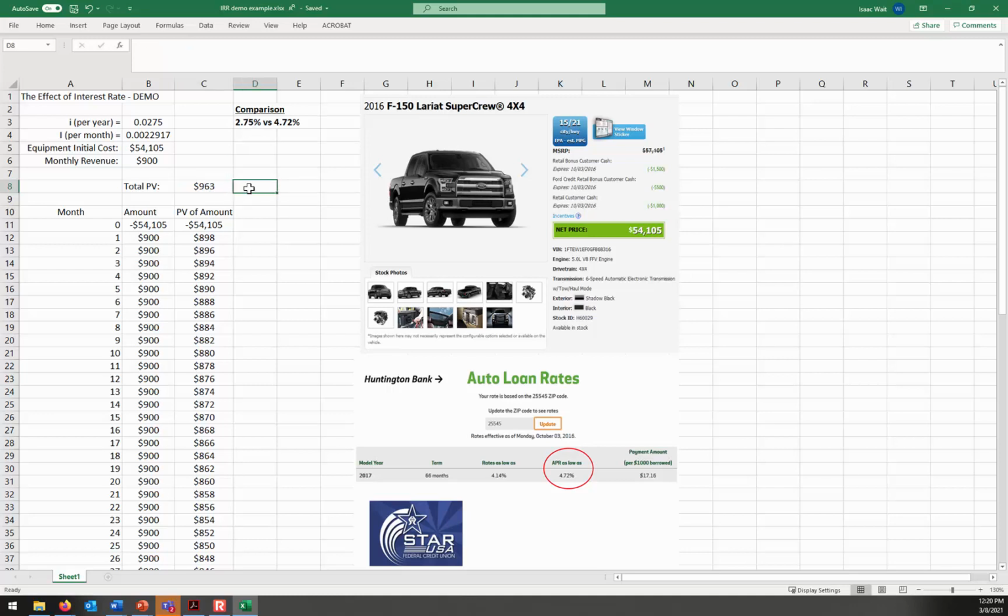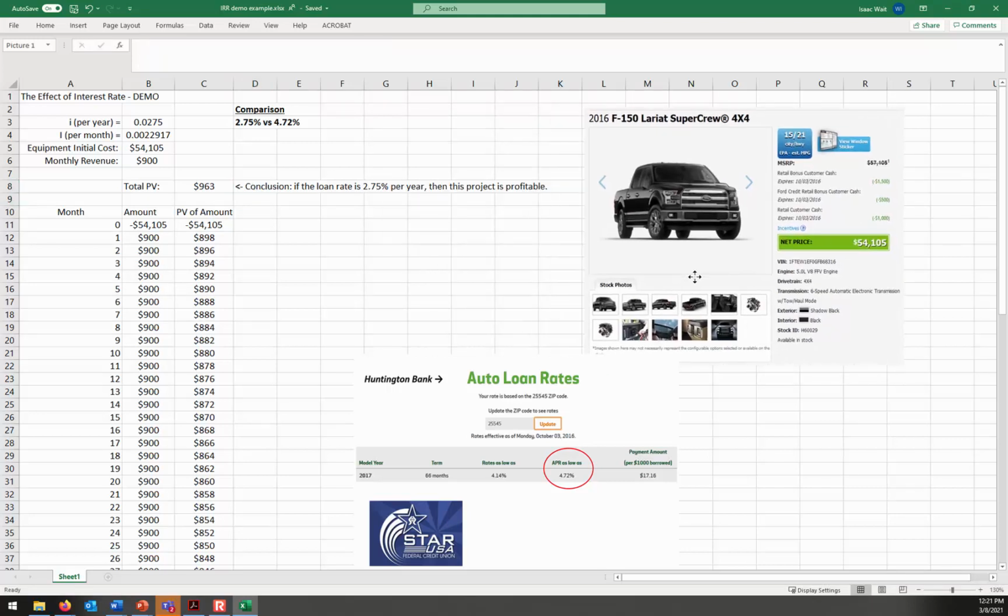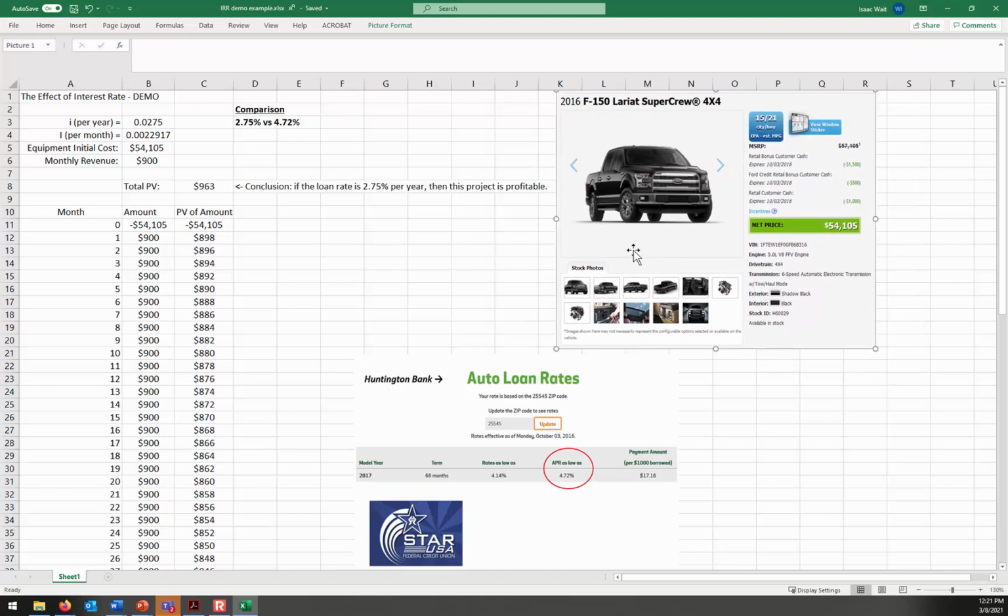So our conclusion would be, if the loan rate is 2.75% per year, then this project is profitable. Not very profitable though. Think about it. You're going to all of that trouble and the total present value of your profits is $963. So that's a kind of a marginal opportunity.